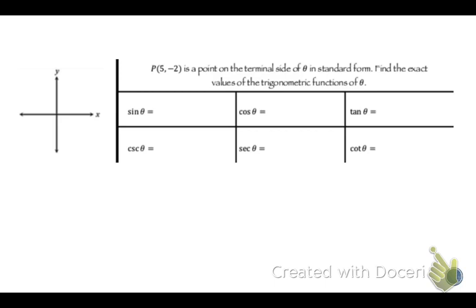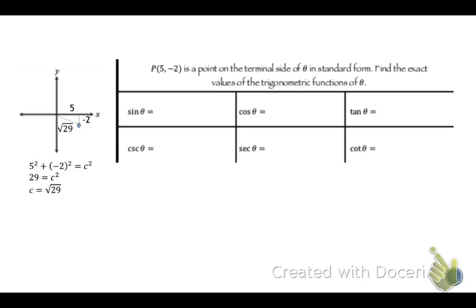Okay, so let's look at this. If we have this point 5, negative 2. So there's 5, negative 2. And we need to find the trig values for this. So first we need to figure out what is the hypotenuse of this. So we do 5 squared plus negative 2 squared equals c squared, which is 29 equals c squared, so c equals the square root of 29.